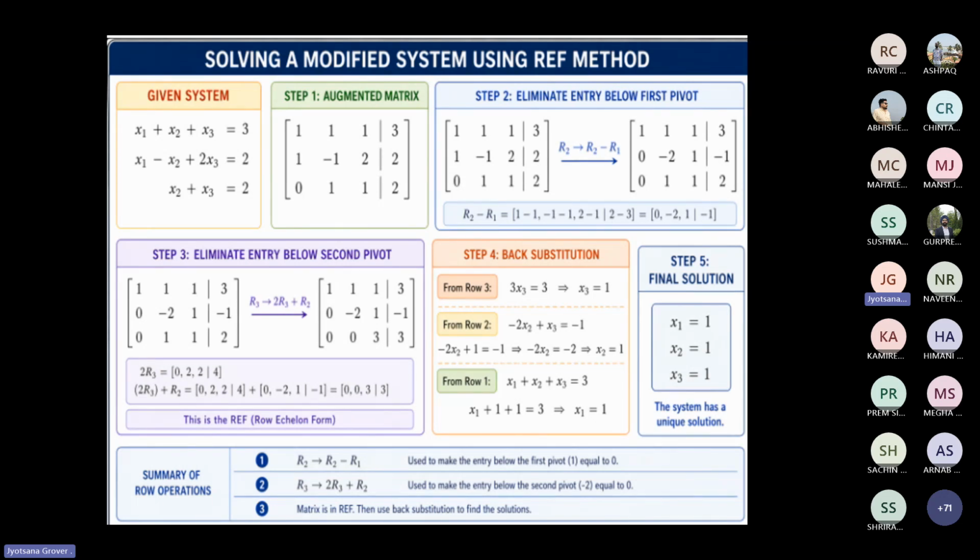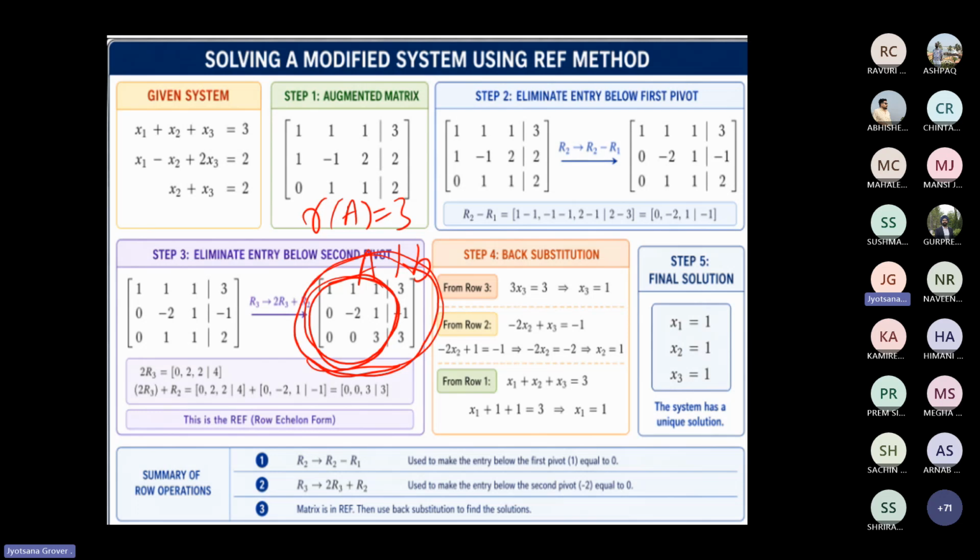So this is the final REF matrix. Do you agree with me? Yes, ma'am. So this is your A, this is your B, and from the REF matrix you can find the rank. This is your A. What is the rank of A? Tell me. 3. Rank of A is 3.